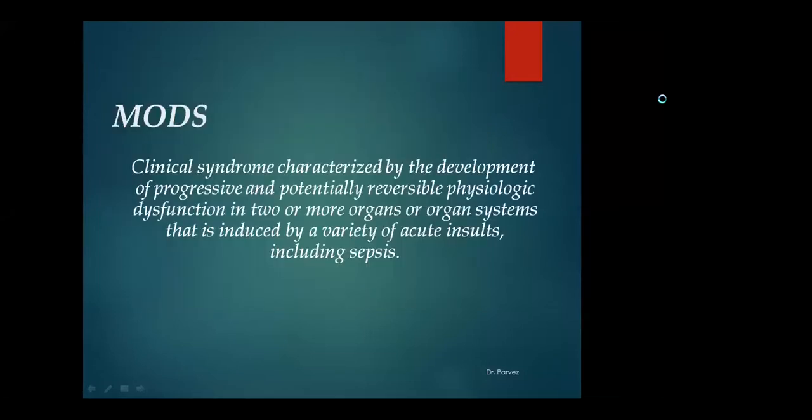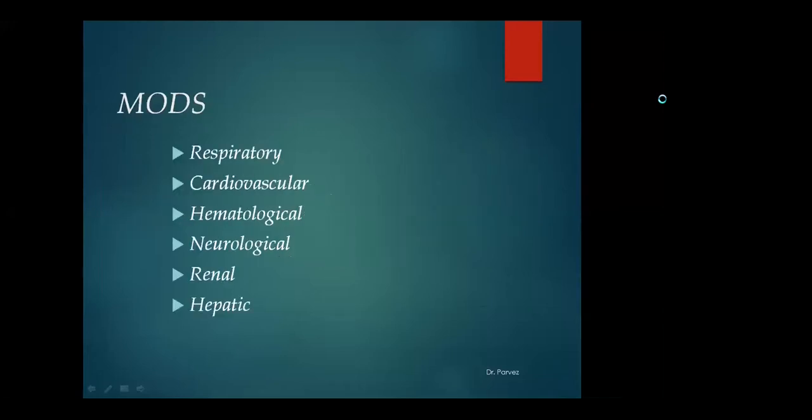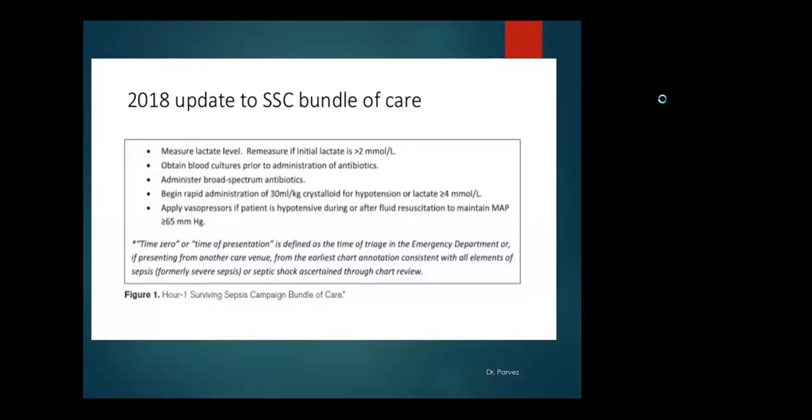Coming to this definition of multi-organ dysfunction syndrome, it's a clinical syndrome characterized by development of progressive and potentially reversible physiological dysfunction in two or more organ systems, induced by acute insults, any insult, including sepsis. The multi-organ failure is respiratory, cardiovascular, could be hematological, neurological, renal, gastrointestinal.